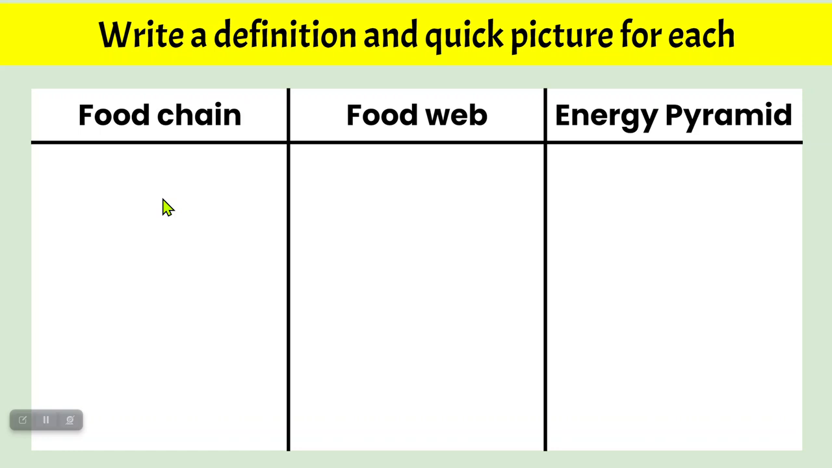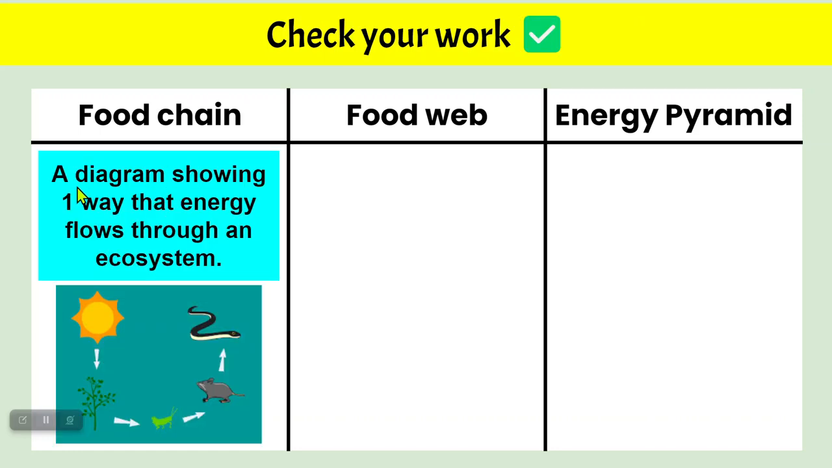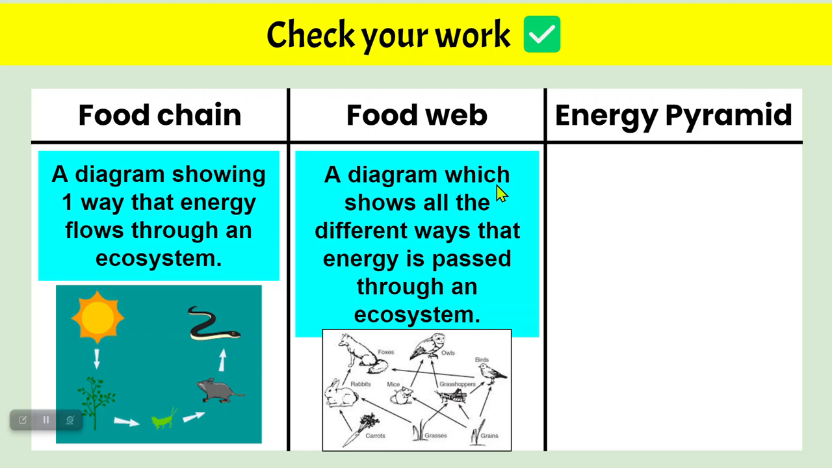All right, so a definition for food chain is that it's a diagram showing one way that energy flows through an ecosystem, one single pathway. Okay, and here's an example. You might have done something shorter. Okay, a food web, of course, is going to be a diagram that shows all the different ways that energy is passed through an ecosystem. So you'll have several food chains kind of overlapping.